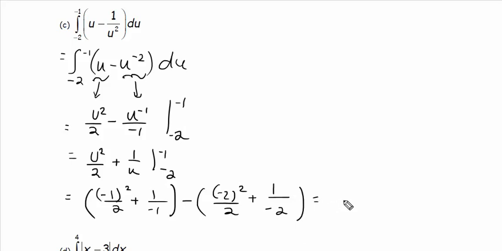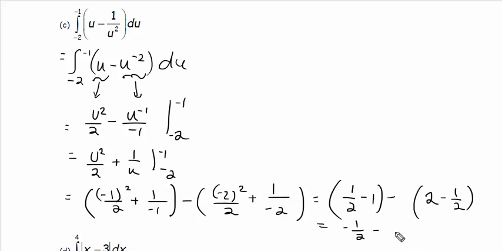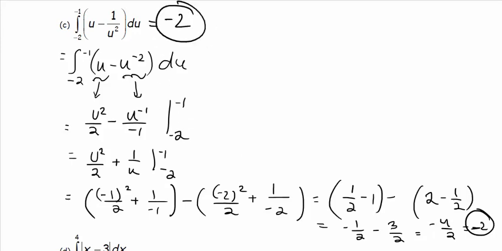So that ends up being 1/2 minus 1 minus the -2 squared is 4 over 2 is 2 minus 1/2. So that is -1/2 minus, what is it, 3/2, which is -4 over 2 or -2. So this whole integral is equal to -2.